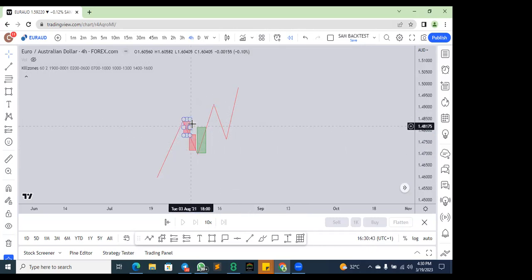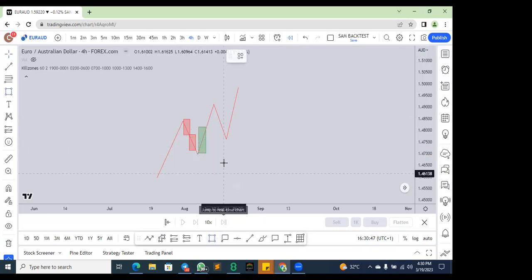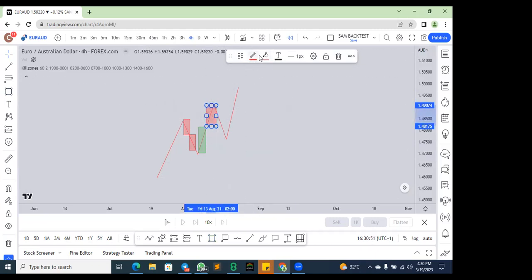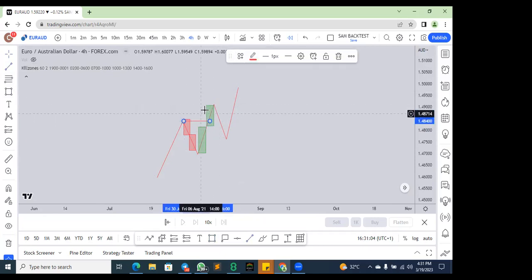Okay, so this is a green candle because it's going up. Then you have another green candle here. So then we now have a break of structure here, right? For price to form a higher high.